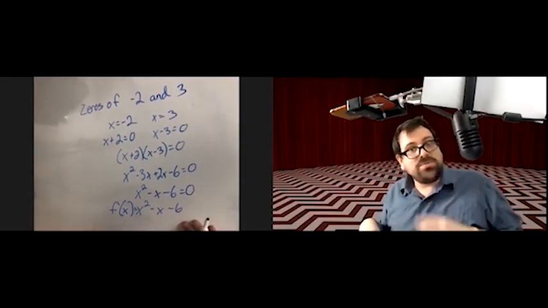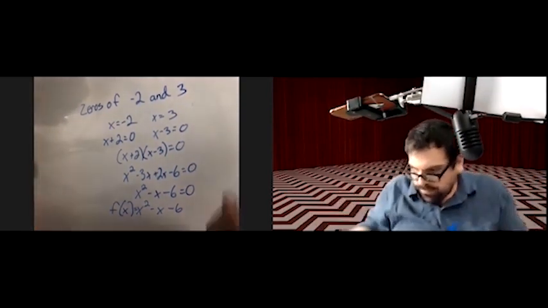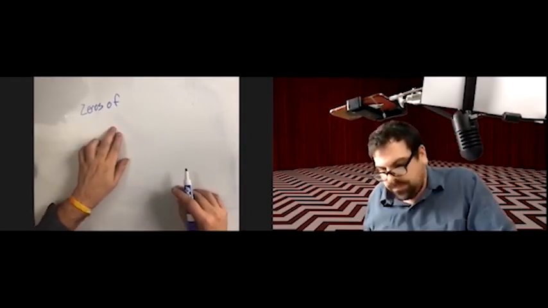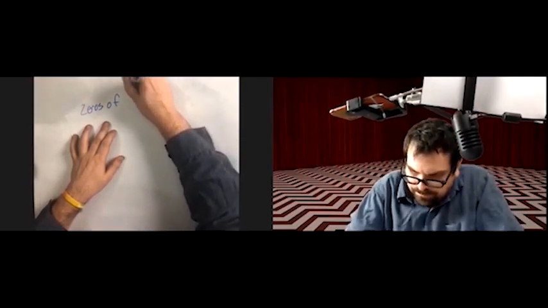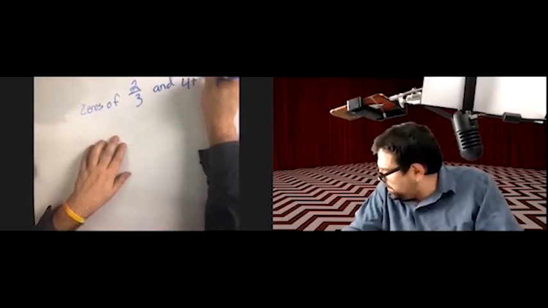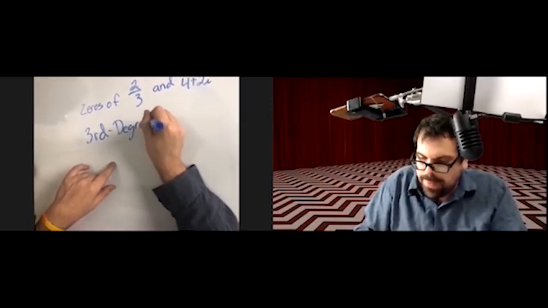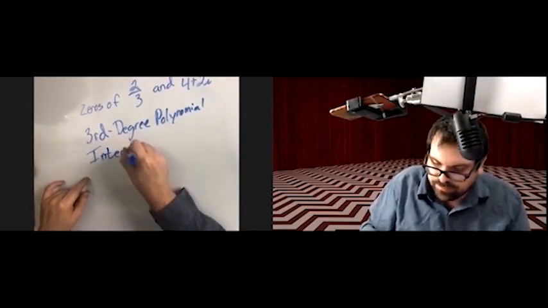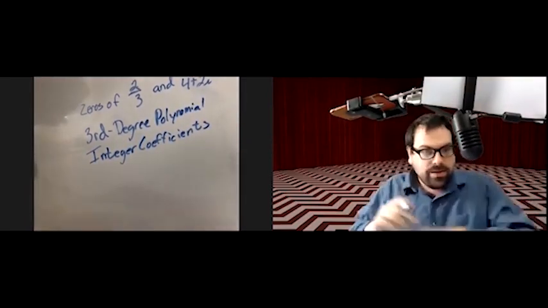So from the zeros, we're able to build back all the way to the function. Now, what we're going to do here in college algebra is this same type of problem, but we're going to make it all weird. Zeros of 2/3 and 4 plus 2i, third degree polynomial with integer coefficients. Integer coefficients means we've got to take this all the way. We can't leave it in factored form.